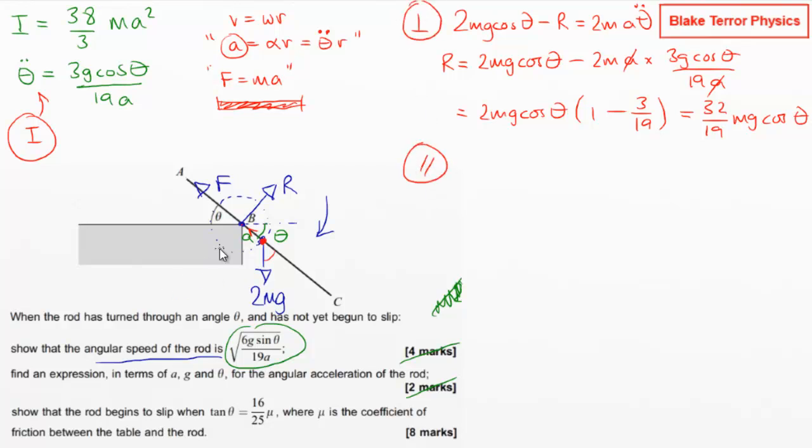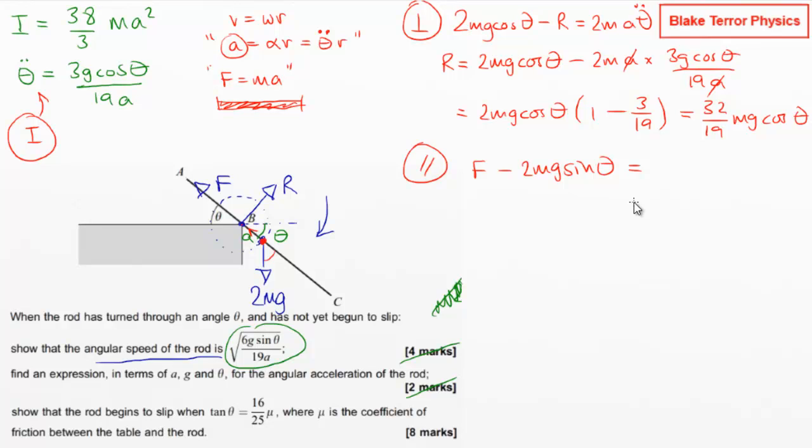So parallel to the rod, looking at our center of mass here, what are our forces parallel to the rod, and what's going to provide the centripetal force? The centripetal force must be coming from the dominance of F over the component of the weight going in the opposite direction. So we've got F, which is pointing towards the center, pointing towards B, and we're taking off 2mg sine theta, the other component of the weight, and that's our centripetal force.